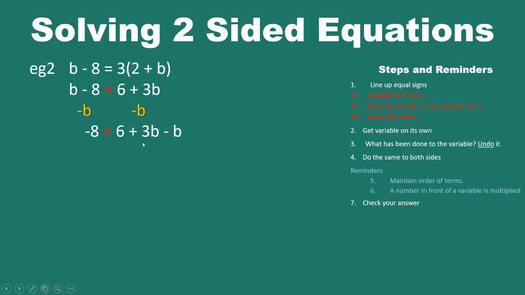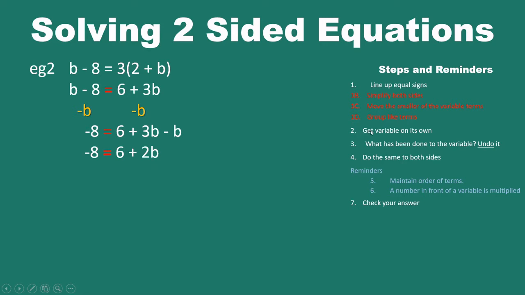Now I've got all of my variable terms on the right-hand side. Let's just go ahead and group those like terms. So simplify. 3b, take away b. That would be 3 minus 1. That's 2. So that's 6 plus 2b. The left-hand side has not changed. Still negative 8. So now I have an equation which has got a variable on just one side. So we can continue solving this equation as we have previously done.